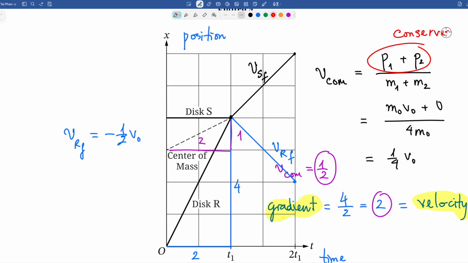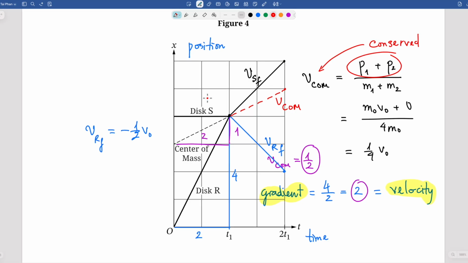So the velocity of the center of mass is also conserved as well. Okay, which means it has the same gradient. The line keeps going in a straight line like this. Okay, going straight, which means we draw a line over here. So for the center of mass, draw a dash line. This is the V of the center of mass, the third line. Wow, we finished this question. Okay, conserved, that's the point.